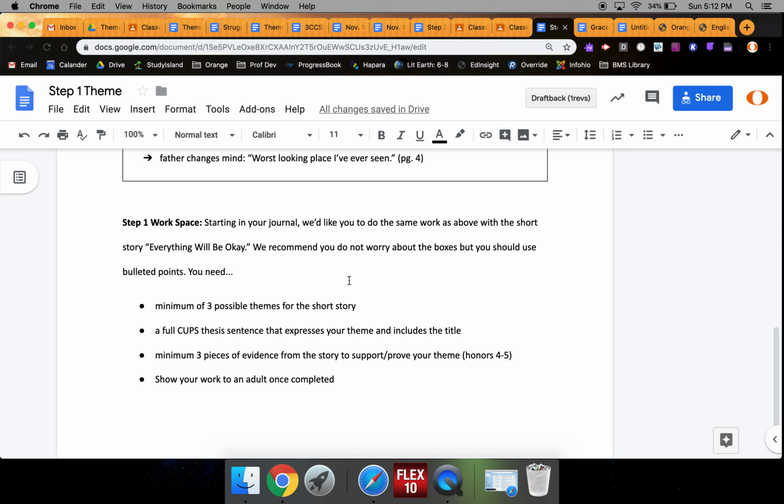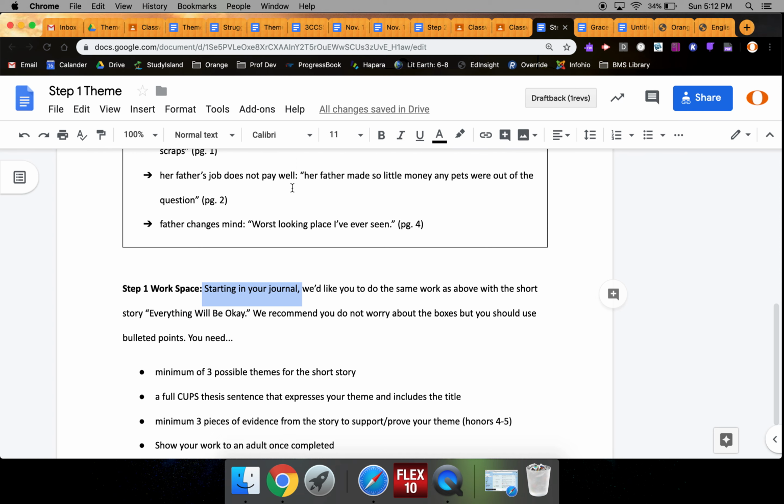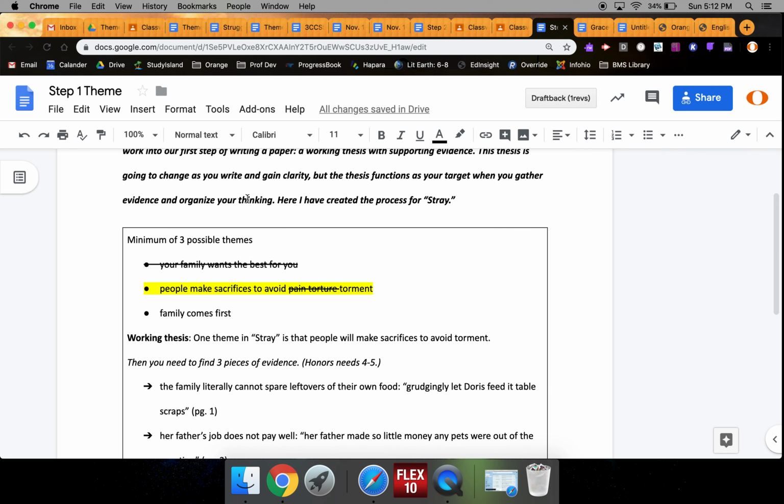You are going to do that now. You've already done a little bit of the theme work, the thesis work with Everything Will Be Okay, but now you're going to get a little more serious about it and you're going to plug it in. We do want you to start in your journal. Please do this by hand. You can make it look like these things up here, but you don't need to draw the box, but notice how we indent to show what we're doing.